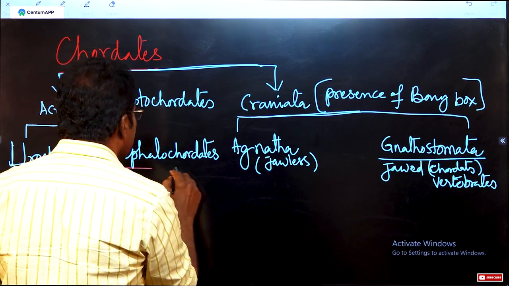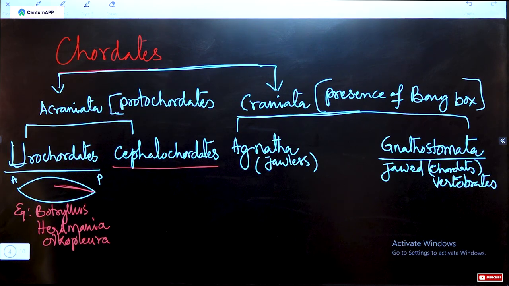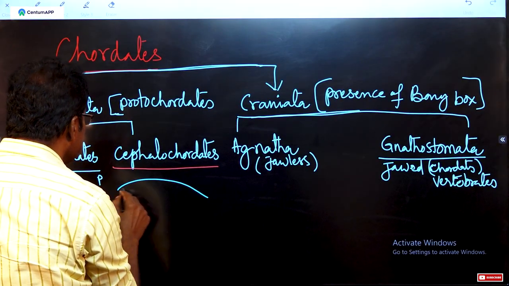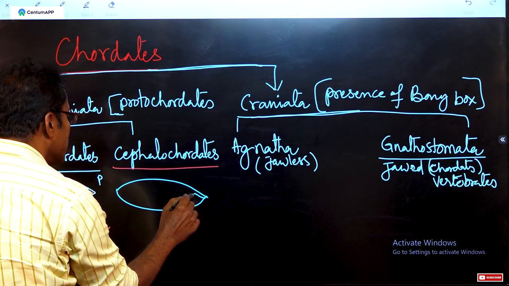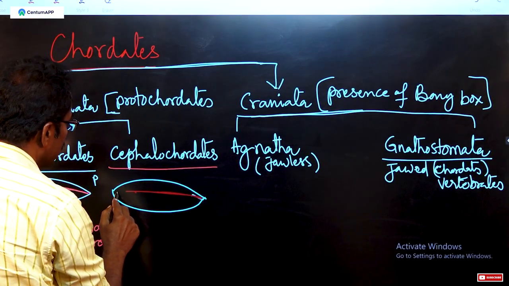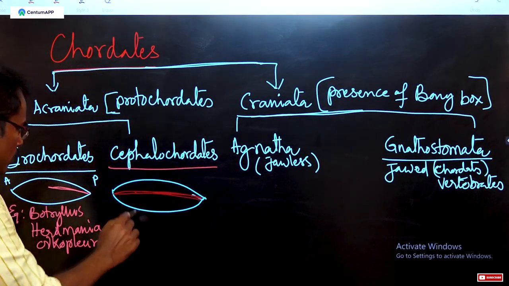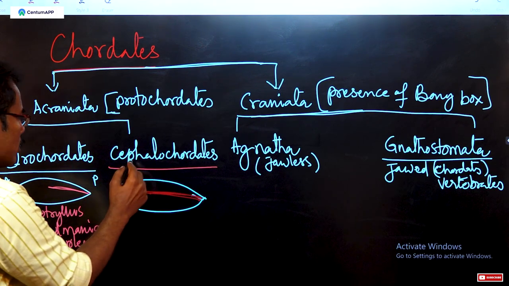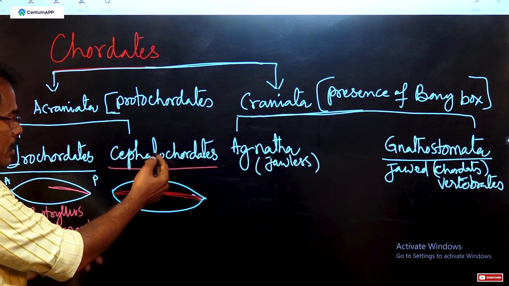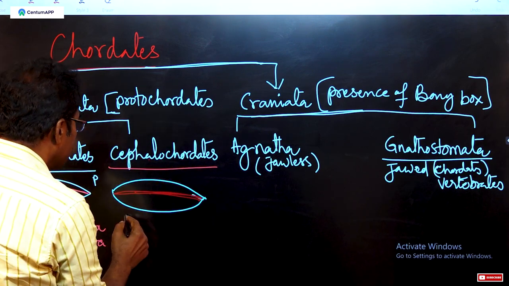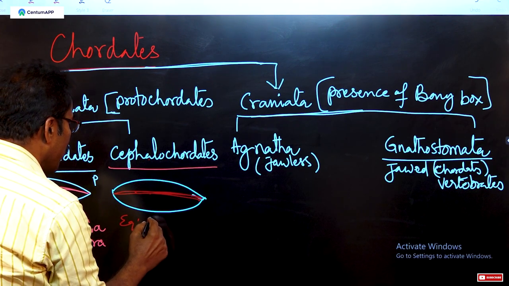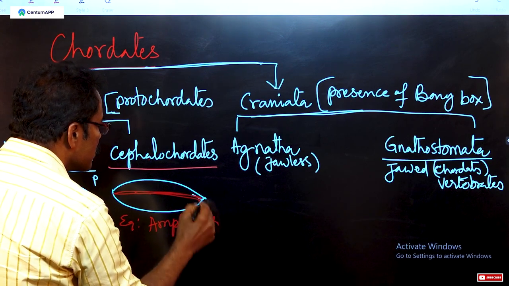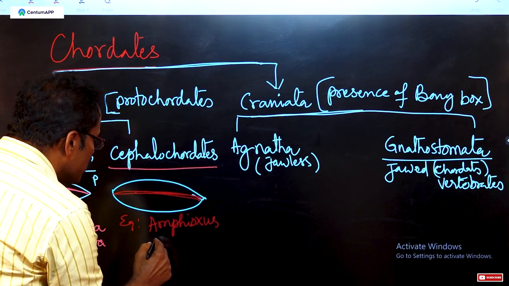Then cephalochordates. Cephalo means head, chordates means notochord. If the notochord is extended from the tail to the head region, this is called cephalochordates. Cephalo means head, chordates means notochord. Example for this, Amphioxus, and these are also called lancelets.